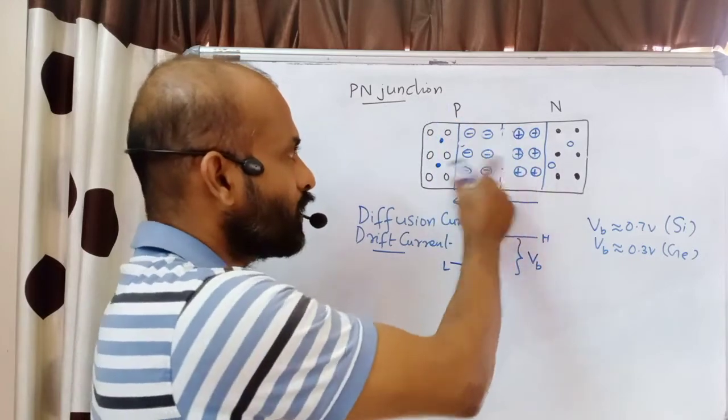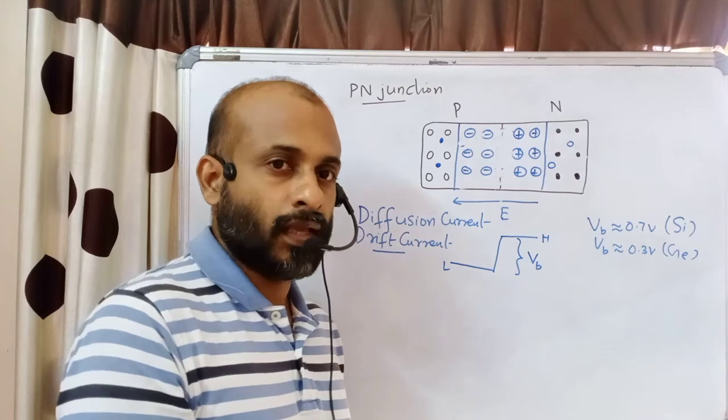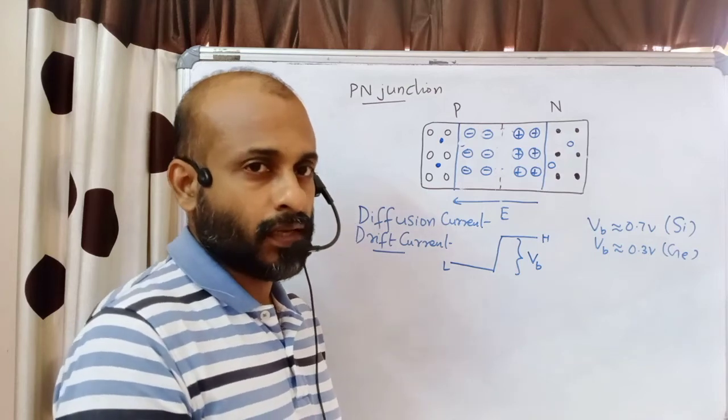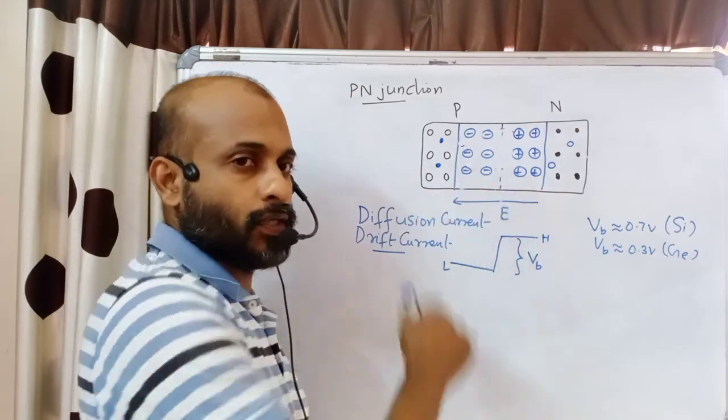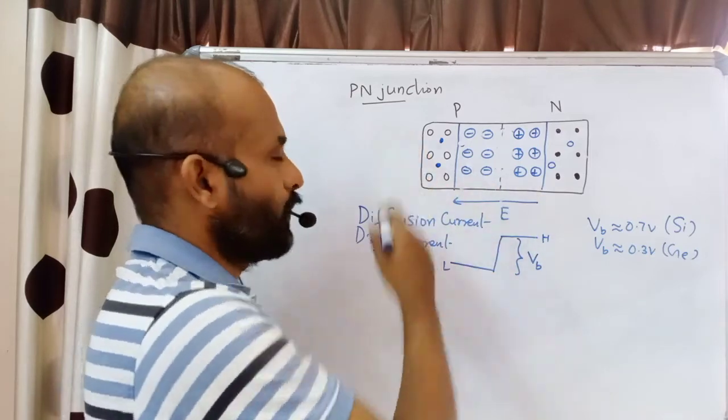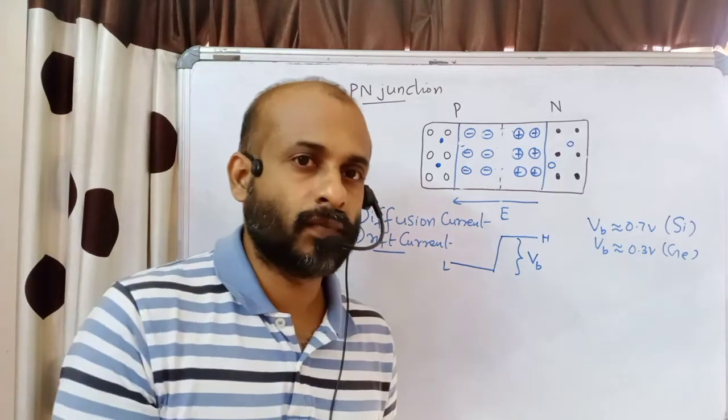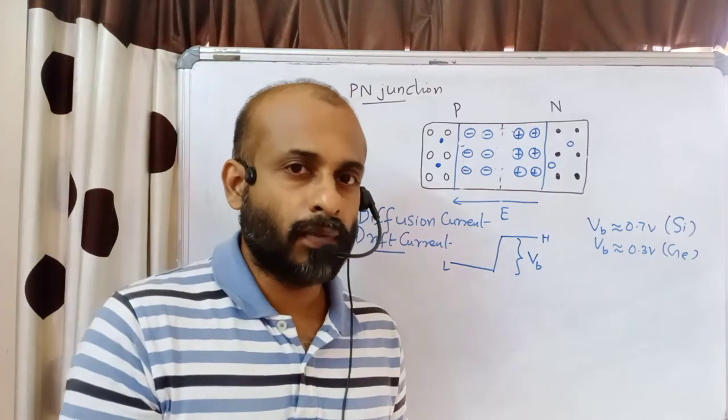So at the junction region, there are no charge carriers, only immobile ions. No movable charge carriers are there. That's why it is called a depletion region. In this manner, a PN junction can be formed, and this PN junction has many applications.